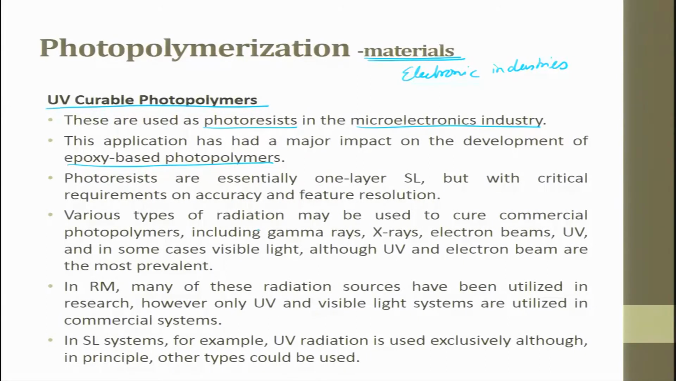The various types of radiation that may be used to cure commercial photopolymers include gamma ray, which I discussed earlier, X-ray, electron beam, UV, and in some cases visible light, although UV and electron beam are most commonly used. In rapid manufacturing, many of these radiation sources have been utilized in research. However, only UV and visible light systems are effectively used in real-time products. In SL systems, for example, UV radiation is used, although in principle other types could also be used.